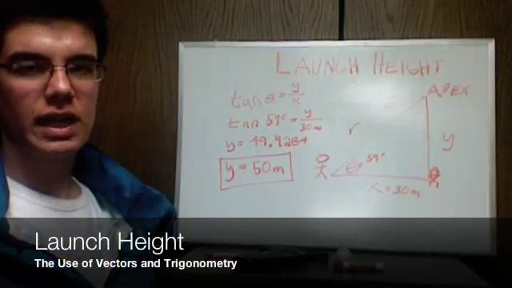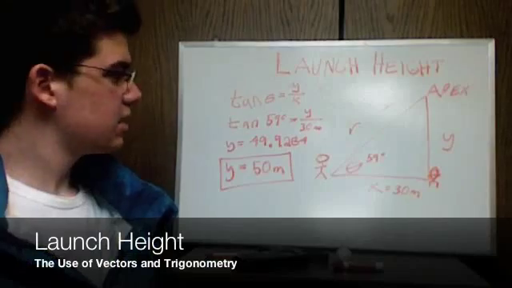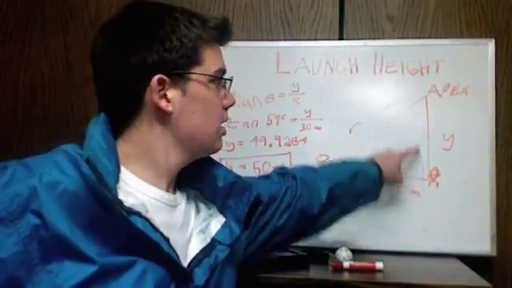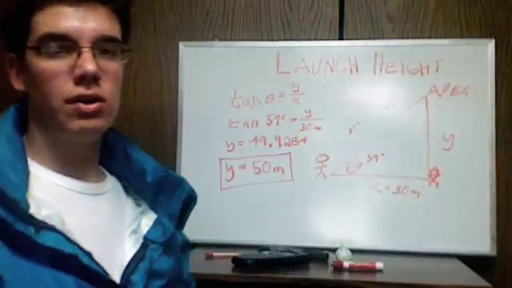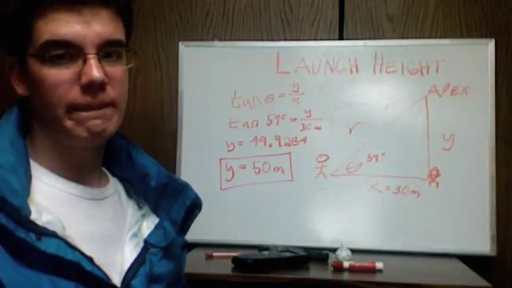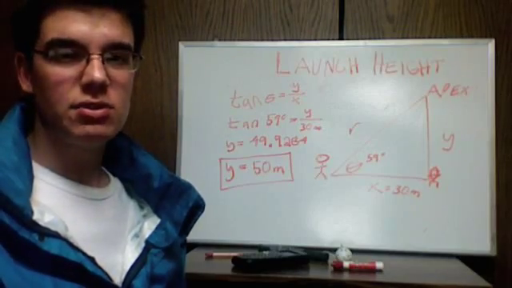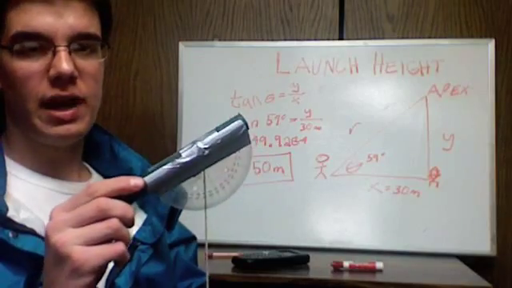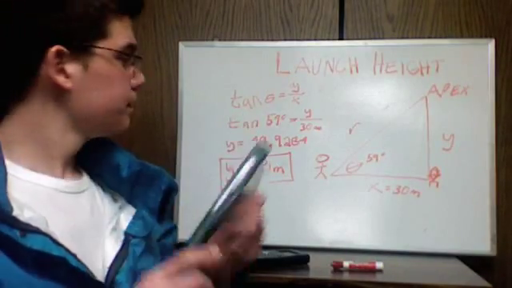Now we're going to take a look at launch height. Launch height is in the y direction. It is measured from the launch site to the apex, also known as the highest point of the rocket. We can find this easily using trigonometry and a nifty little device that helps us find the theta.